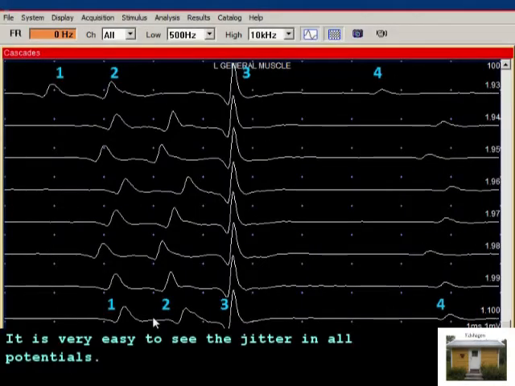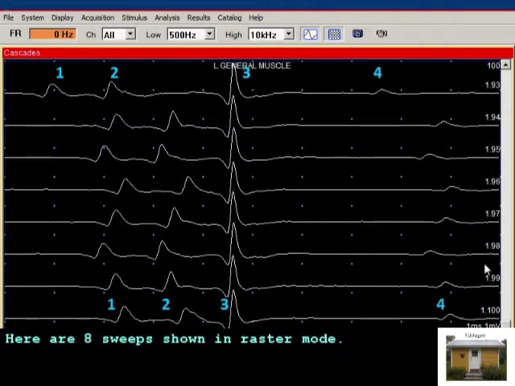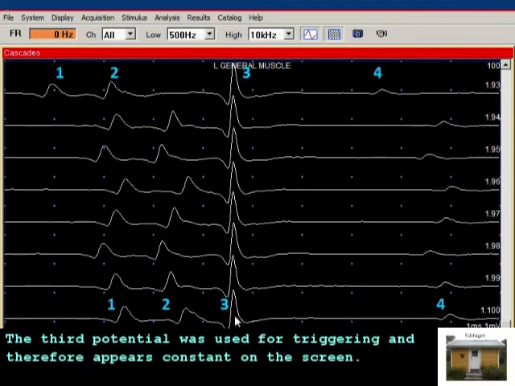It is very easy to see the jitter in all potentials. Here are 8 sweeps shown in raster mode. The third potential was used for triggering and therefore appears constant on the screen.